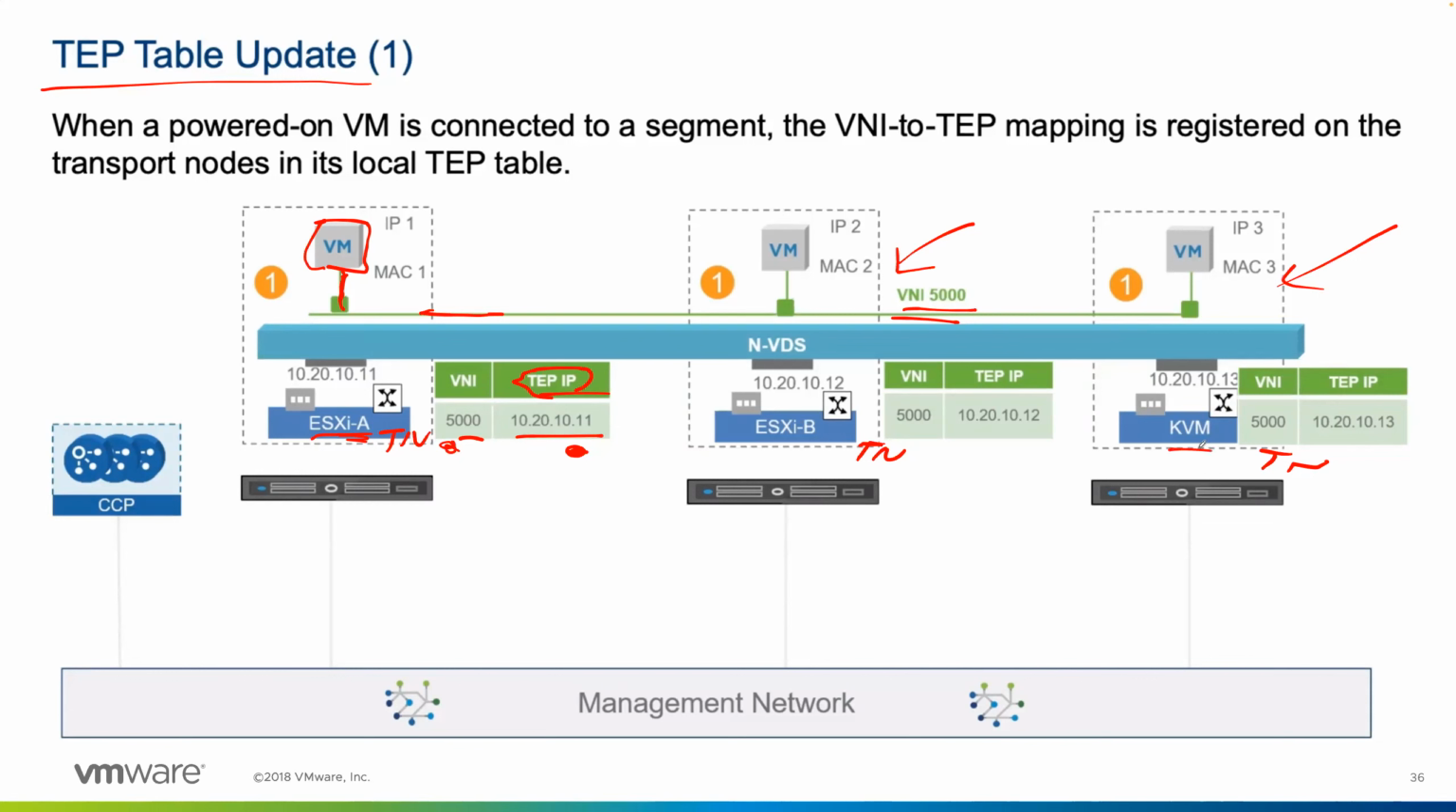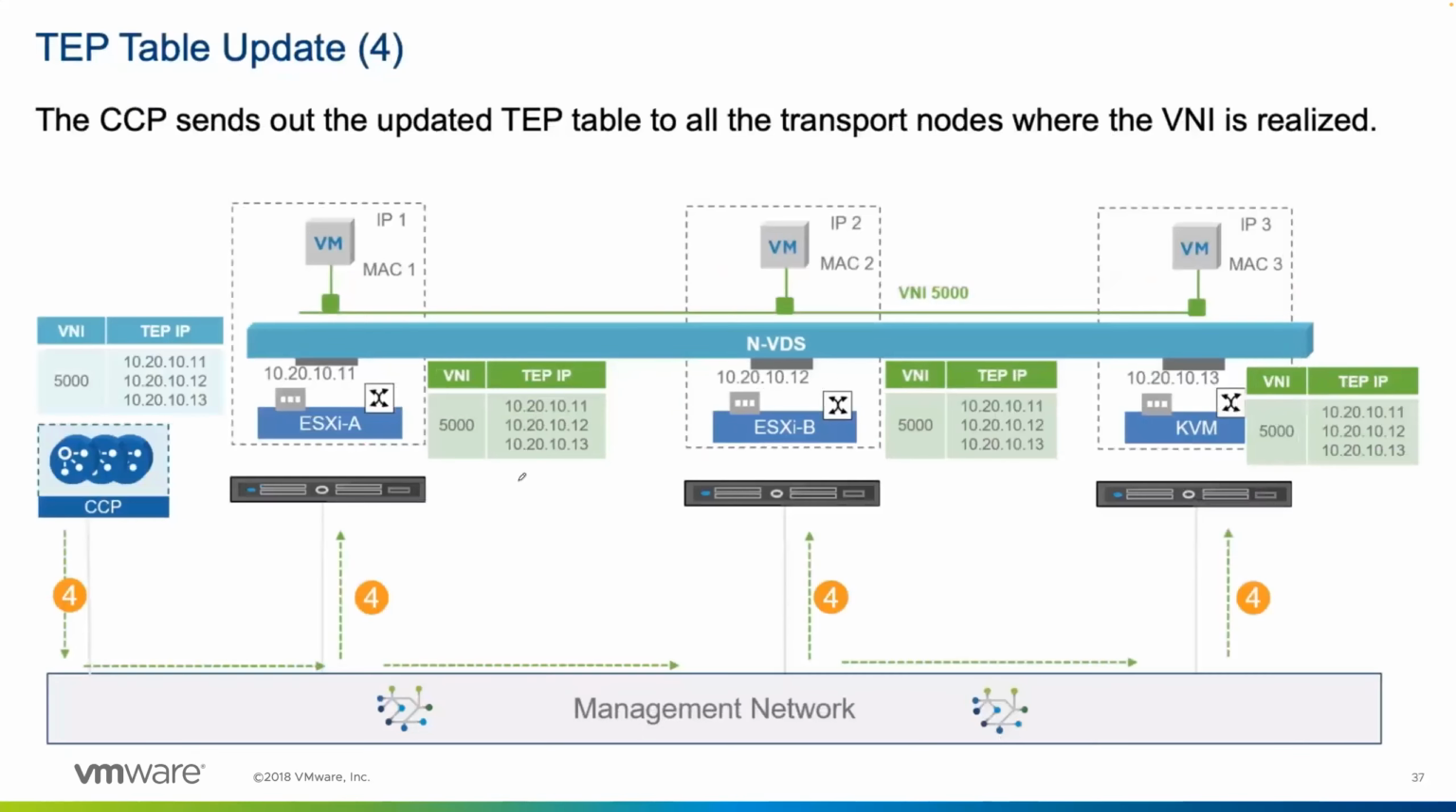Even if it's KVM, NSX 4.0 doesn't support KVM, so it just pretends to be ESXi-A, B, or C. So we have A, B, C ESXi hosts. That means there's 3 VMs and also 3 tables here.